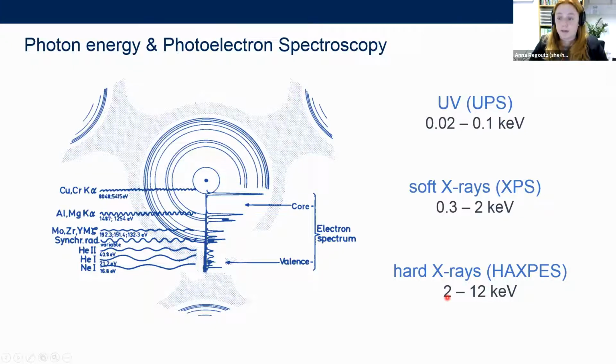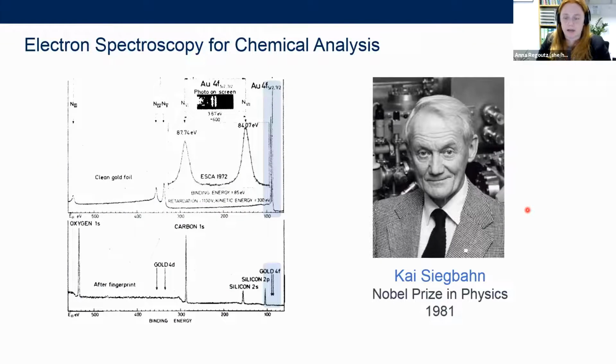And then some of you might also be familiar with UPS, which uses not X-rays, but UV light. And that, of course, is in the UV range. And depending on which energy you use, you can access different aspects of your material that I'll explain to you in a little bit. Now, soft X-ray photoelectron spectroscopy, that's the standard technique. This is what we usually just refer to as XPS. And one of the main selling points for XPS in the early days was its surface sensitivity.